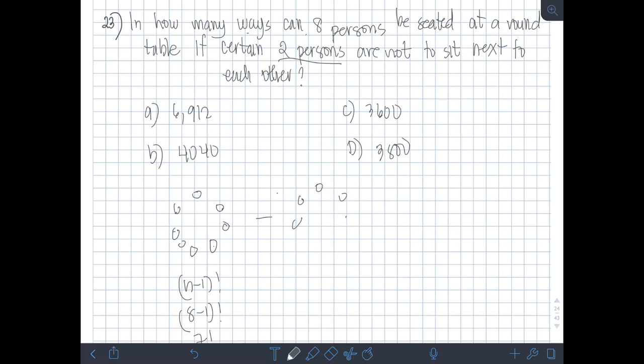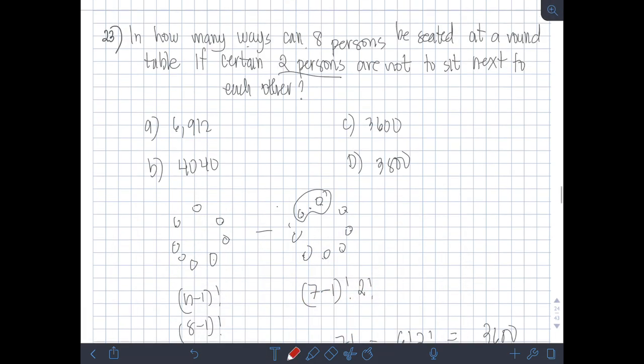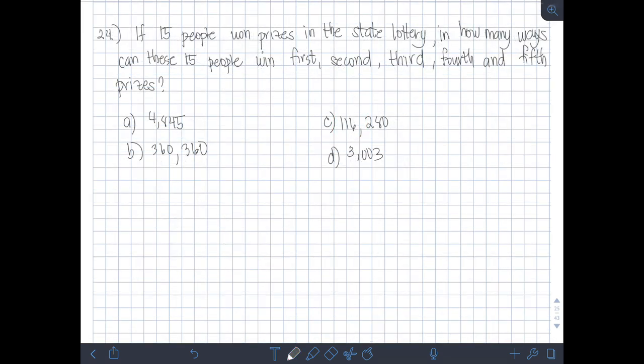So, drawing tayong walong tao. 1, 2, 3, 4, 5, 6, 7, 8. Consider natin to as 1. So, parang ilan na yan? 1, 2, 3, 4, 5, 6, 7. So, 7 minus 1 factorial times yung pwede pang arrangement ng dalawang taong magkatabi, which is 2 factorial. So, therefore, it is our final answer. 7 factorial minus 6 factorial times 2 factorial. So, using calculator, our answer is 3,600. Letter C.